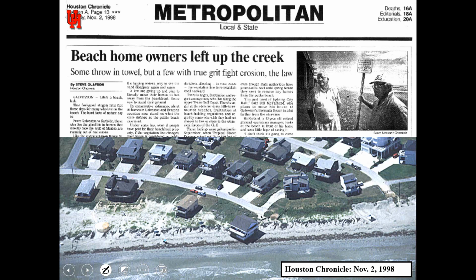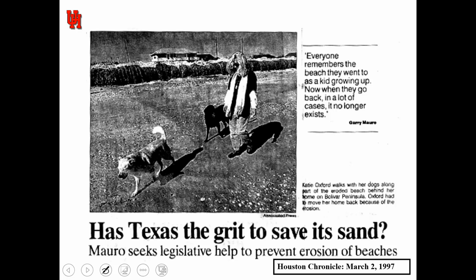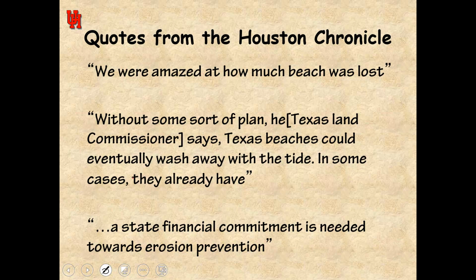Also, the problem is we've got a lot of landowners, both primary and secondary homes, that are losing their homes because of the continued erosion. And so you begin to see an issue of what do we do to prevent erosion of the beaches? Everybody remembers the beach. When they go back, in some cases, it no longer exists. So that's kind of scary that we're losing our beaches. We're amazed how much beach was lost. In some cases, they're already gone. So we need a state financial commitment to erosion prevention.